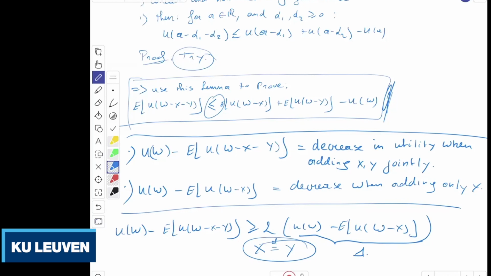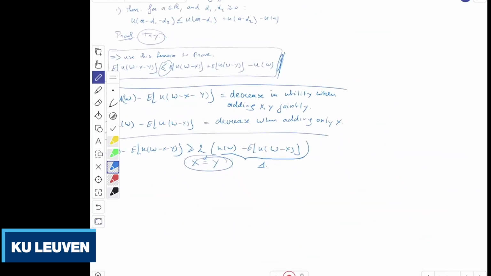So what you see now is that if I'm investigating what happens with my utility when I add X to my portfolio, and I see my effect is a loss of delta in utility, my happiness will decrease by delta. Then I say, well, if it is only delta that I lose, I can bear, I'm okay with losing 2 delta, so let's add X and Y to my portfolio. If I do that simultaneously, my loss in utility is larger than when I do it separately.